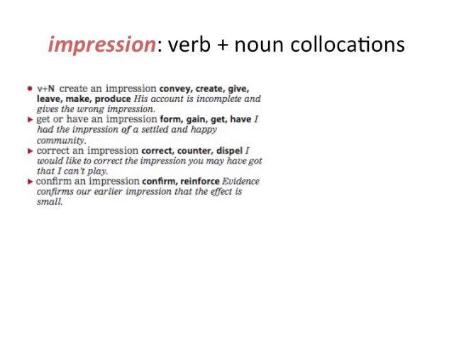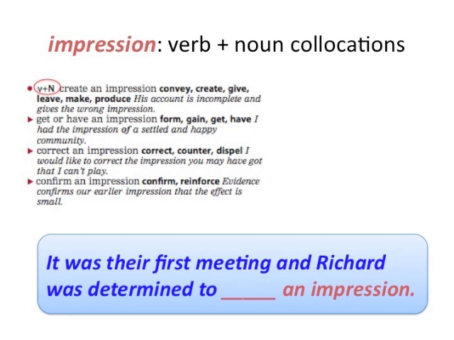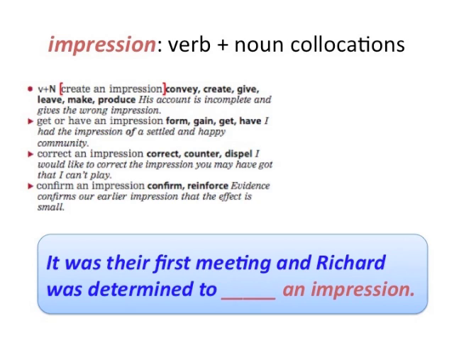So here we are. We find the word impression in the Collocation Dictionary. Let's look at the verb plus noun section of the word impression because we need a verb for the noun impression. We have several verb choices. Let's look at our sentence. It was their first meeting and Richard was determined to blank an impression. Based on the sentence and the meaning, we need to put a verb that will give the meaning of creating impression. We have in fact several choices: convey, create, give, leave, make, produce.